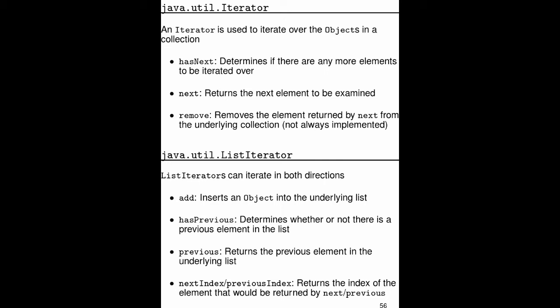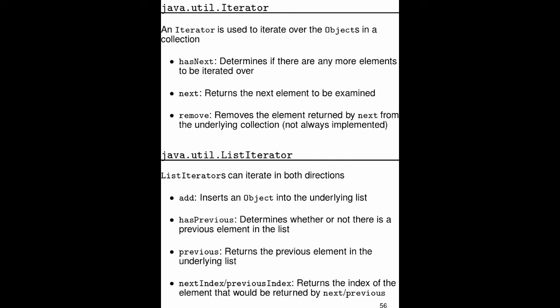Instead, what you do is you get an iterator over that collection, and you ask it, hey, are there any more elements to return? By invoking the hasNext method, and then once you determine that there are, you can invoke next and then iterate over the contents of that collection.